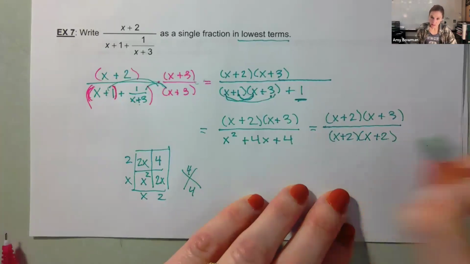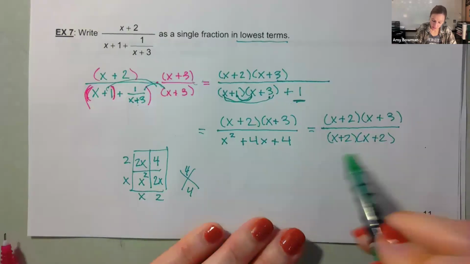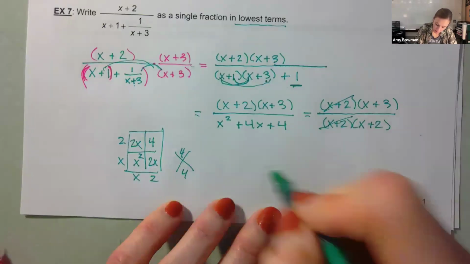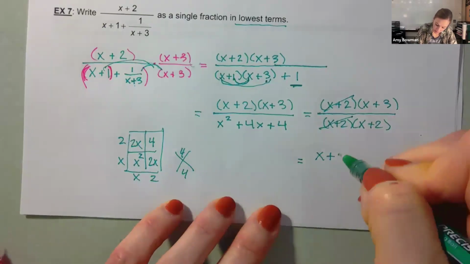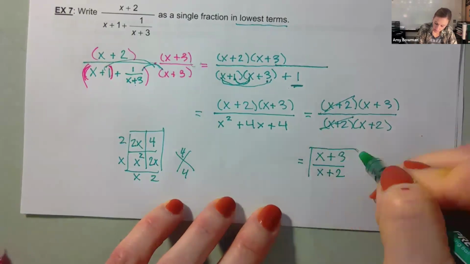So we've got x plus 2 times x plus 3 over x plus 2 squared, or x plus 2 times itself. So we can cancel out one of those x plus 2's, and we are left with final simplified form of x plus 3 over x plus 2.